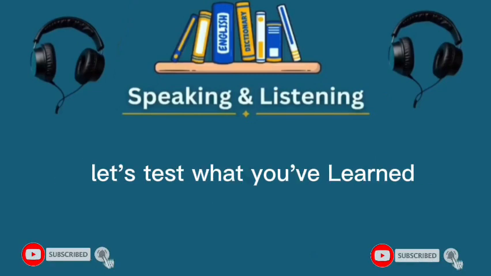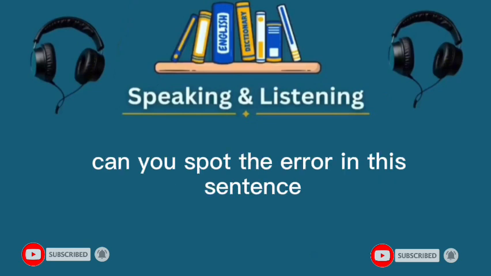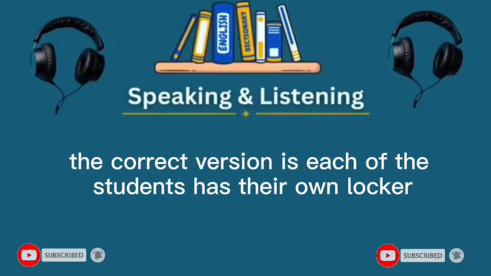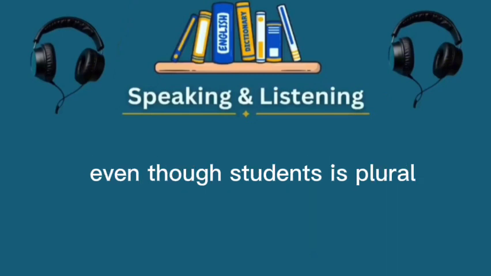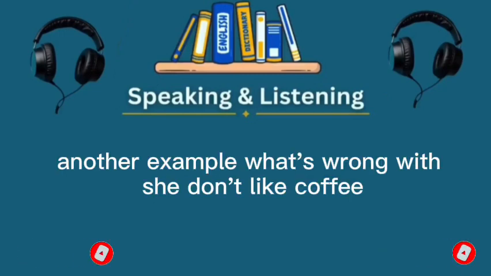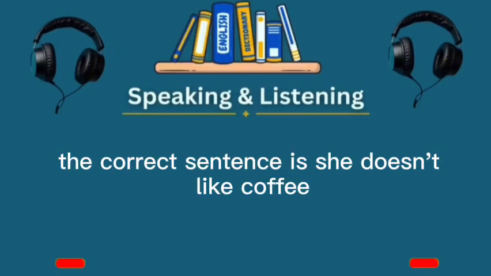Before we end, let's test what you've learned. Can you spot the error in this sentence? "Each of the students have their own locker." The error is in the verb. The correct version is, "Each of the students has their own locker." Even though students is plural, each is singular, so the verb must match. Another example. What's wrong with "She don't like coffee"? The correct sentence is, "She doesn't like coffee."